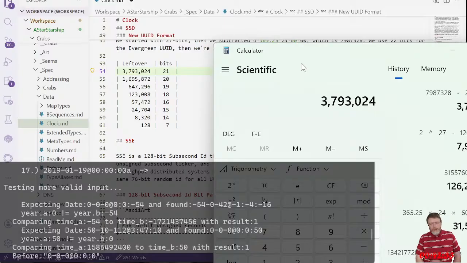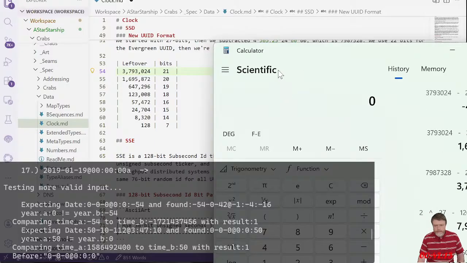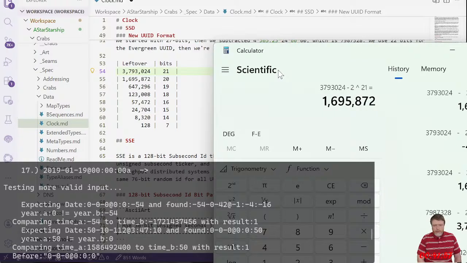We're going to do 3793024. We're going to subtract 2 to the 21 just to make sure. Is it negative? Or 2 to the 22. Yeah, I wouldn't be able to actually. So 3793024 minus 2 to the 22, and then that's going to be a negative number. So we know it's 21. So now we do 3793024 minus 2 to the 21. Now we're left over with this.